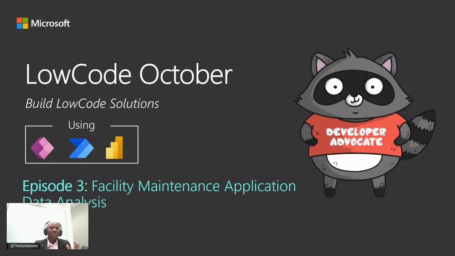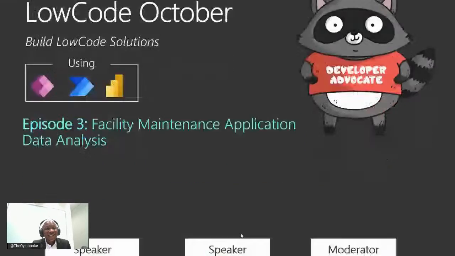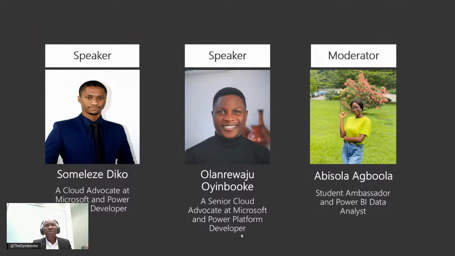Today, we're continuing the episode Low Code October, and we're going to be doing facility maintenance application data analysis. We've been building an application in this series. We built Power Apps in the last 2 weeks, and we also took it off from there and automated backend processes. Today, we'll be analyzing data generated from this, and I'm going to introduce my co-speaker, Sumelis Diko, who is also working right in the studio with me.